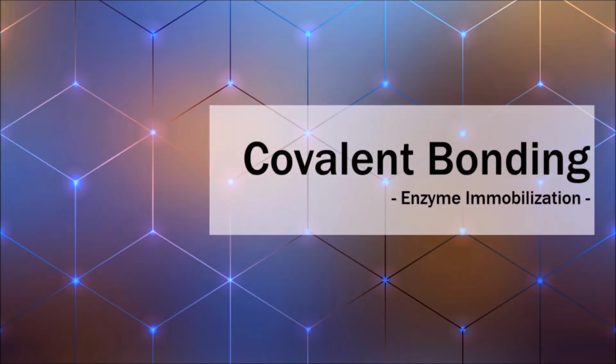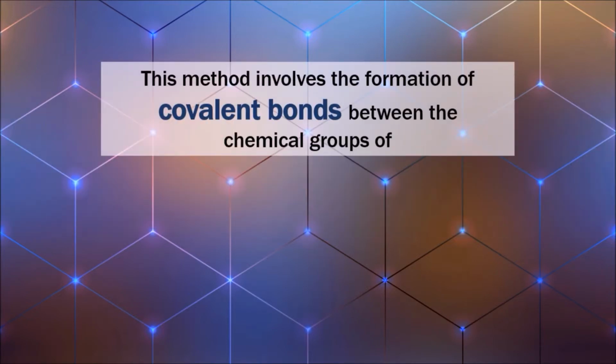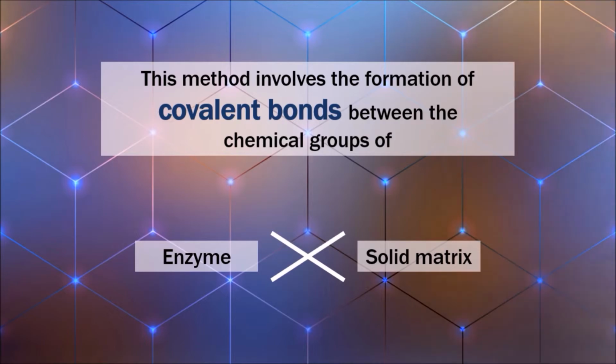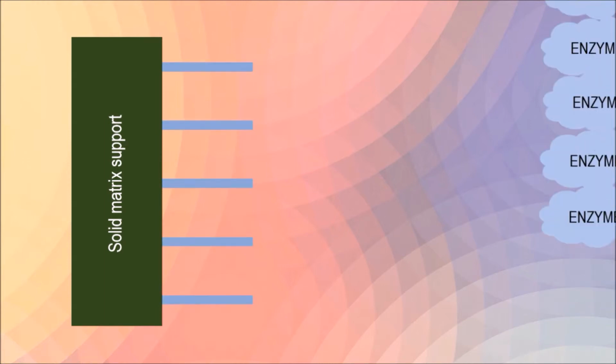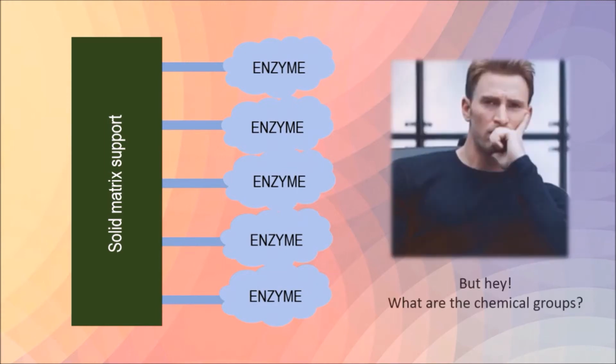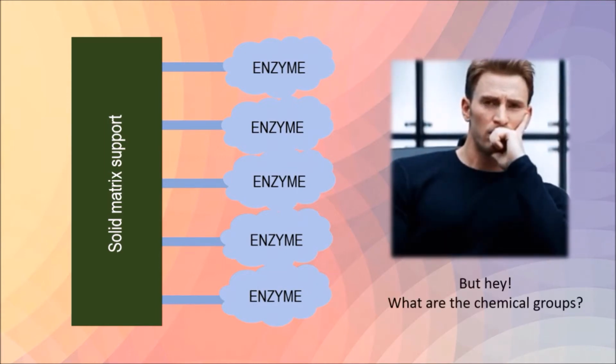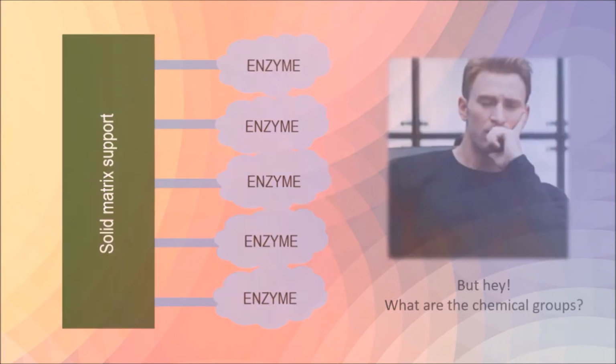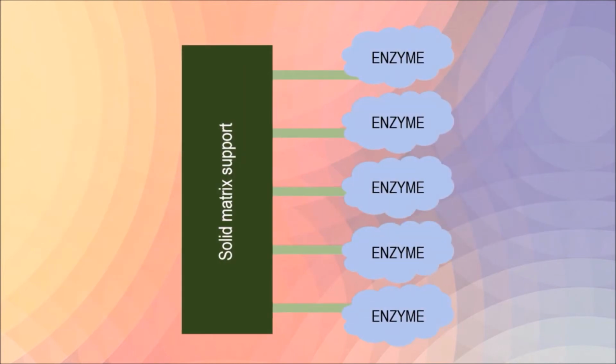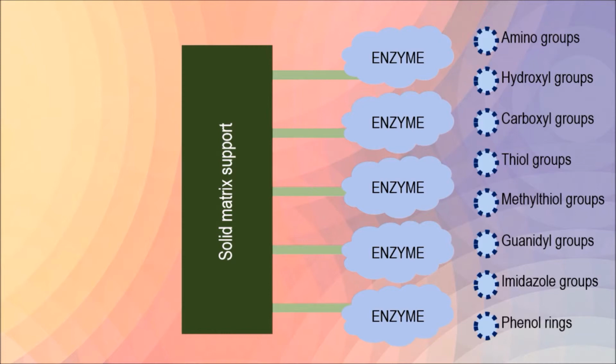Alright, we come to the last immobilization method, which is covalent bonding. This method involves the formation of covalent bonds between the chemical groups of enzymes and the solid matrix. So take a look here. This is a solid matrix support, and we're going to bind it with the chemical groups of enzymes. But hey, Captain Rogers will be thinking, what are the chemical groups exactly that are involved from the solid matrix support and from the enzymes? This is a type of the chemical groups from the enzymes that are going to bind with the chemical groups from the solid matrix support.